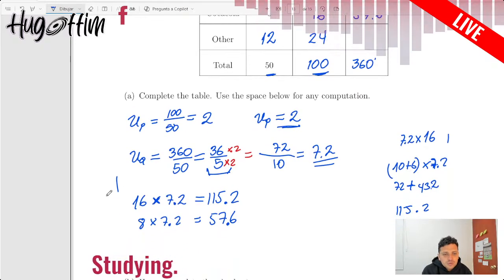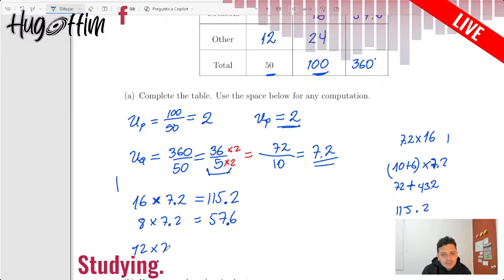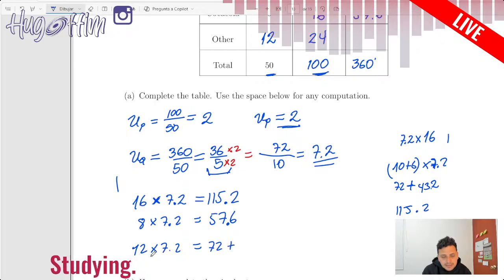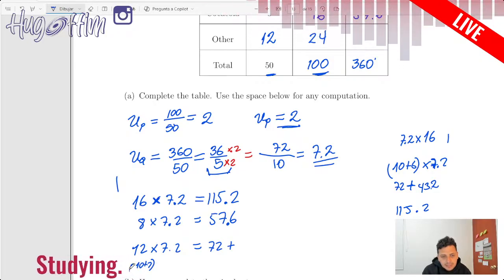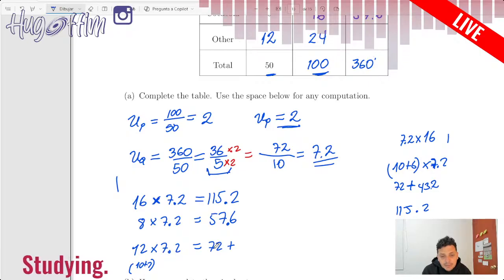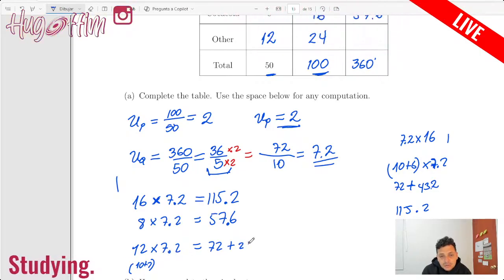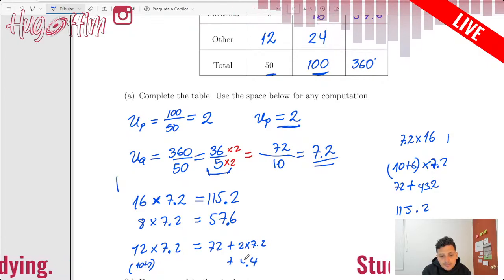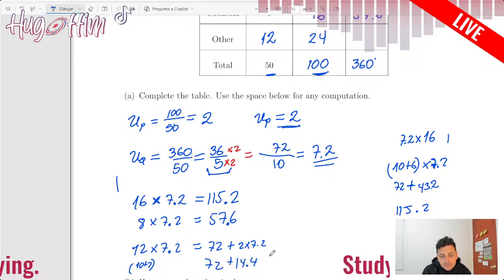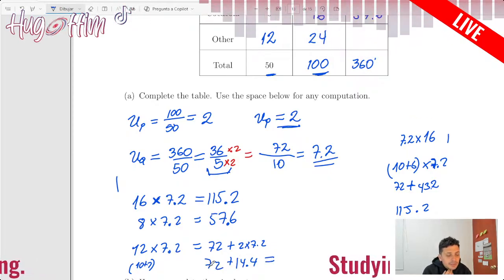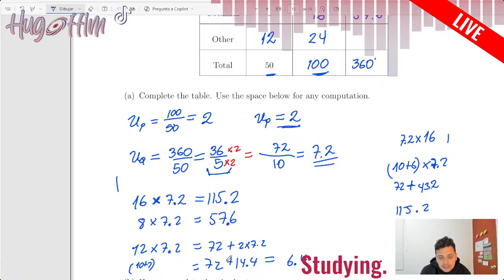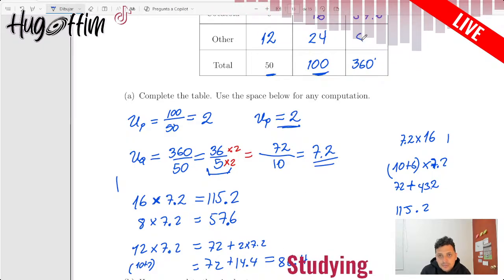And the other will be 12 times 7.2. It's the same as 72 plus, 12 is 10 plus 2. So 7.2 times 10, 72, plus 2 times 7.2. 2 times 2, 4. 2 times 7, 14. So 14.4. 72 plus 14.4 is going to be 86.4.